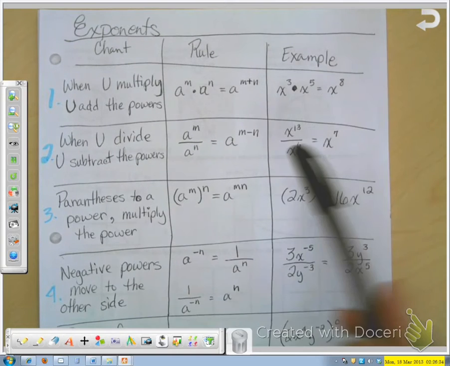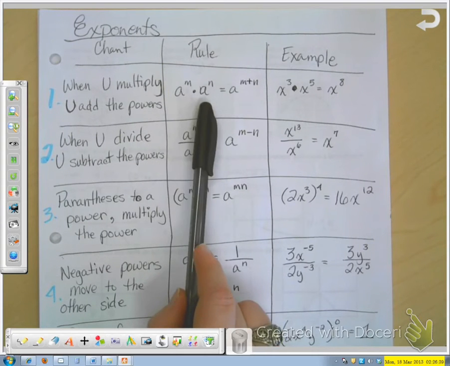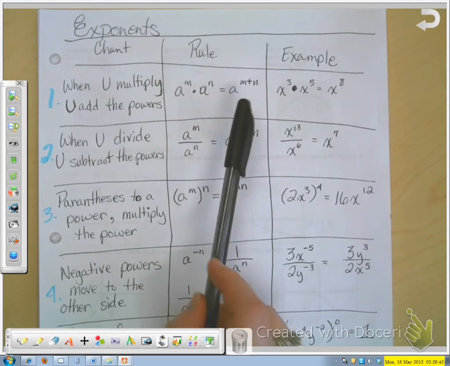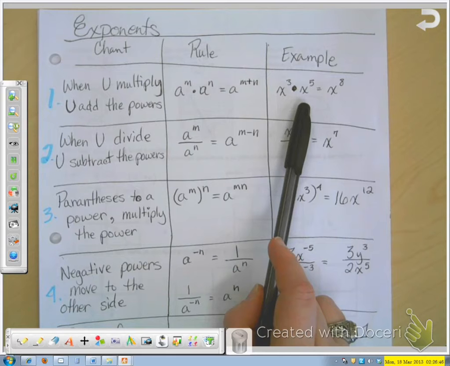So if they have the exact same base or the exact same variable, we can add our exponents when we're multiplying. And so the x cubed times x to the 5th, we add the 3 plus the 5, and it becomes x to the 8th.